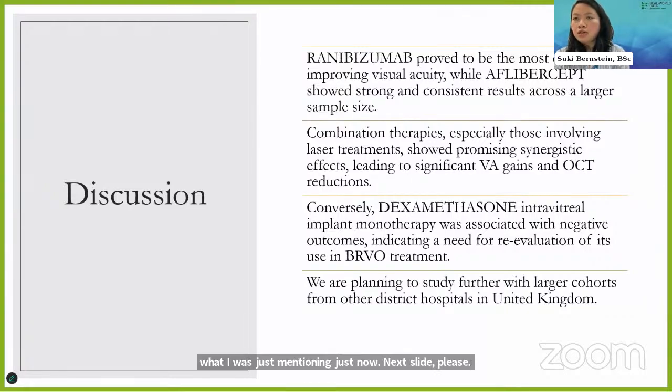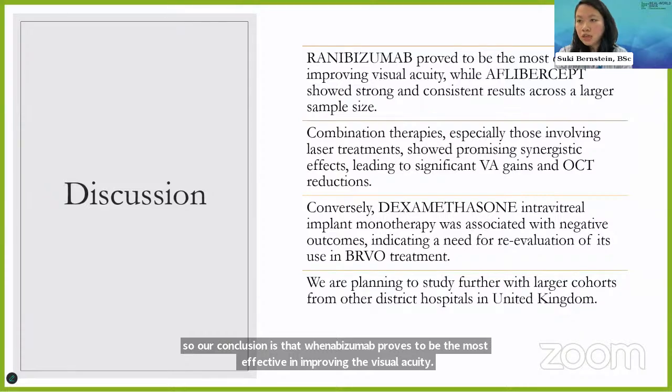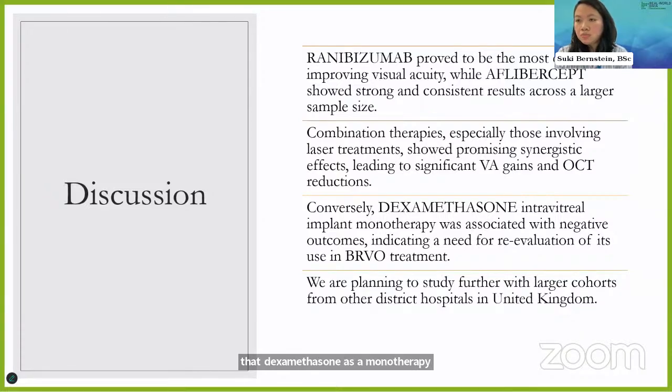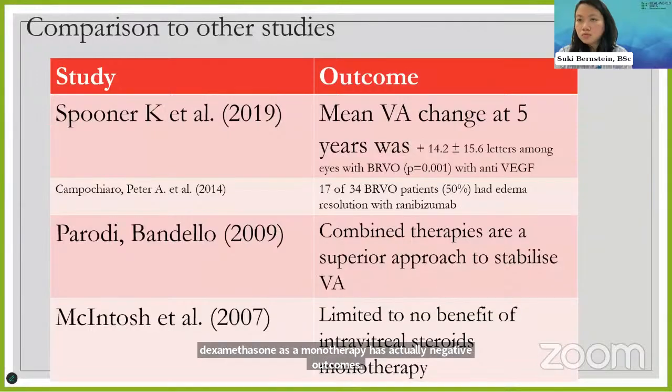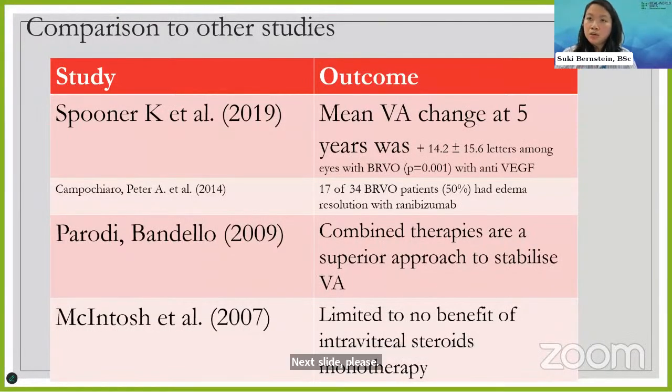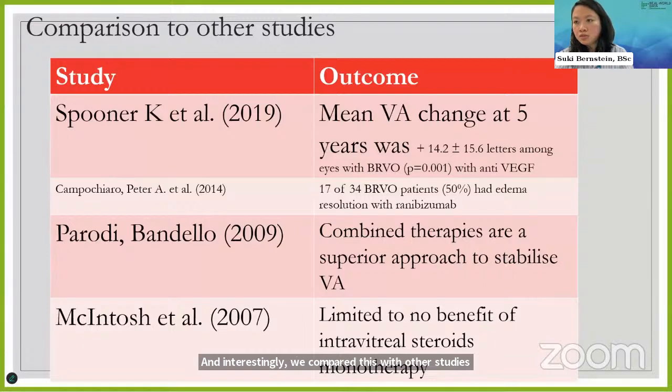And so our conclusion is that ranibizumab proves to be the most effective in improving the visual acuity, and that dexamethasone as a monotherapy has actually negative outcomes. Next slide, please. And interestingly, we compared this with other studies, and we found that what we found was in line with them. We had a slightly bigger cohort size and therefore more power in our statistics. Next slide, please.